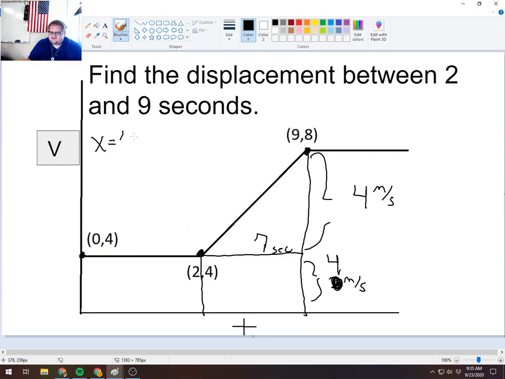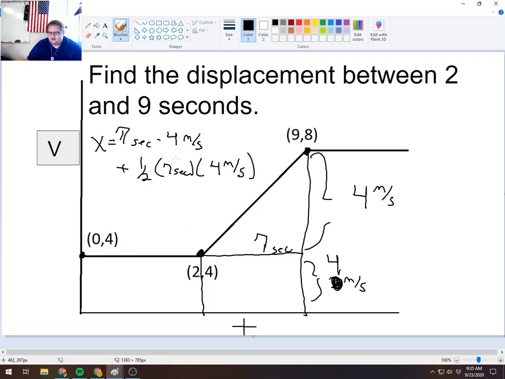So the length is 7 seconds times the height of the rectangle, 4 meters per second, plus, let's do the triangle, 1/2, base is still 7 seconds, times the height is 4 meters per second.